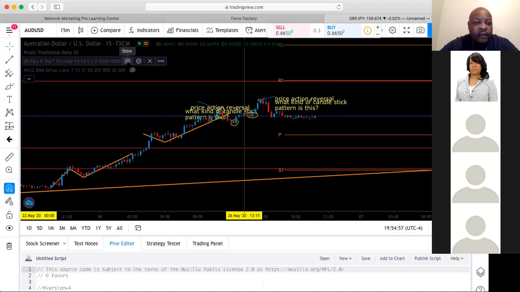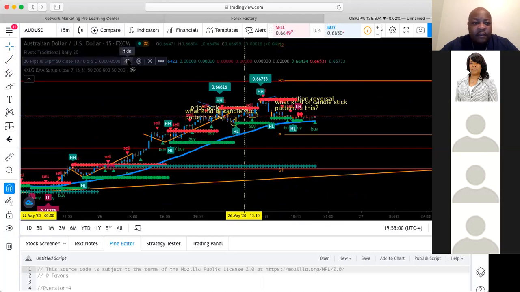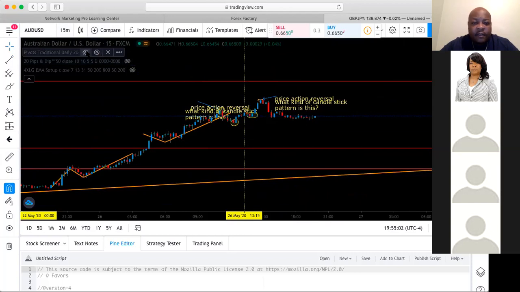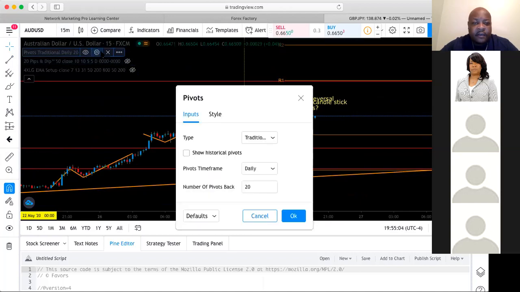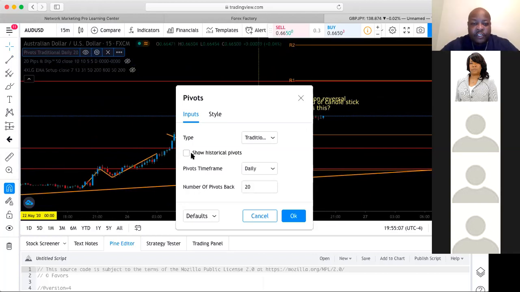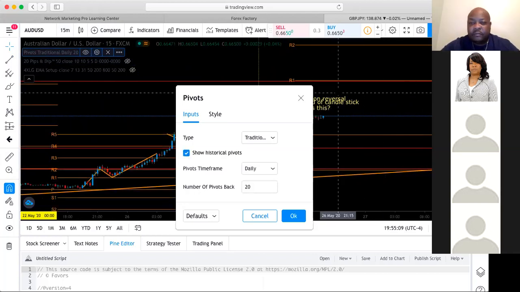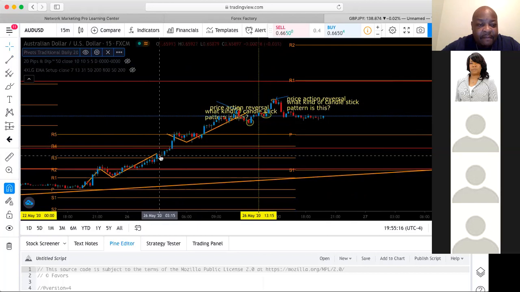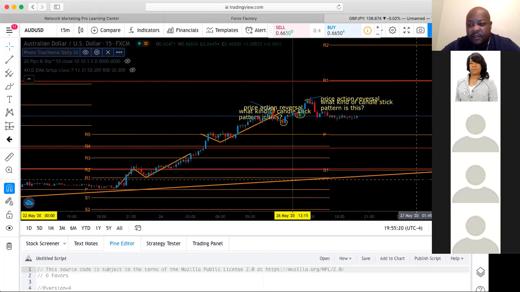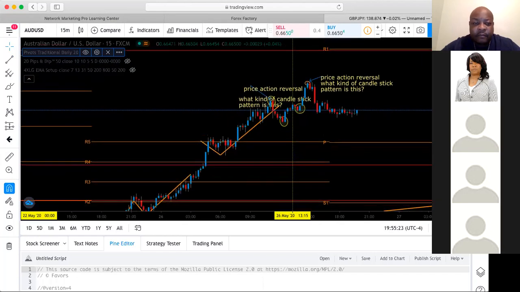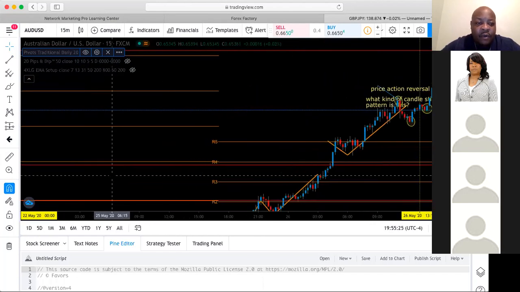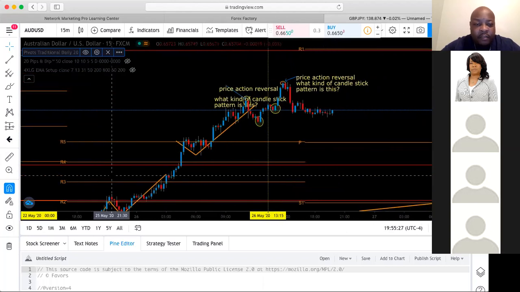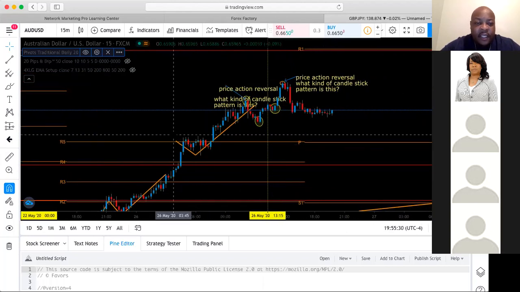Here's where, nope, that's not it. Okay, here we go. Here's where I would want to show my historical pivots. Okay? Now, you see how the pivots were in there yesterday? Can you see that? Mm-hmm. So when you want to go back and look at what was going on yesterday as it relates to what the money makers were doing, the market makers, here's where the pivots were.